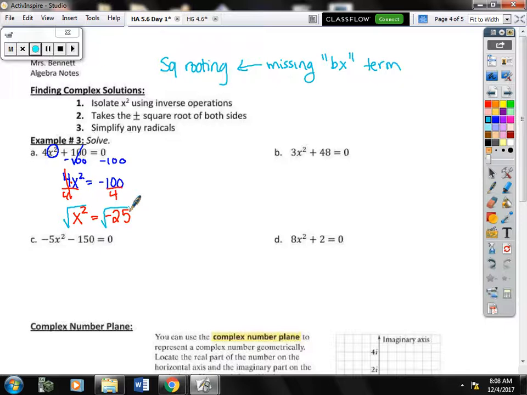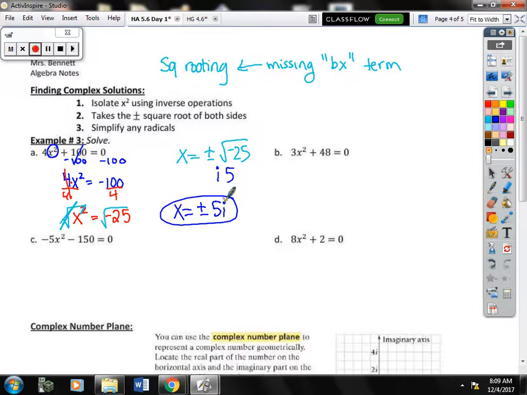What do I have to remember to add in when I add in a square root sign? So that I get my two answers. What do I always have to add in? Caleb? Plus or minus. So square rooting x squared, those cancel out, we just get x equals, and we put in our plus or minus, the square root of negative 25. Well, the negative would come out to be an i, and then the square root of 25 is just 5. So our final answer should be x equals plus or minus 5i.